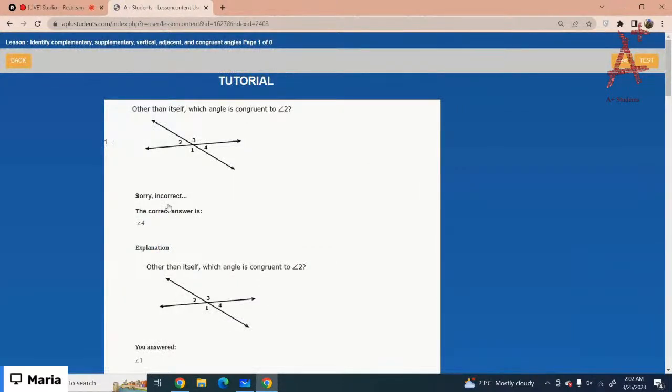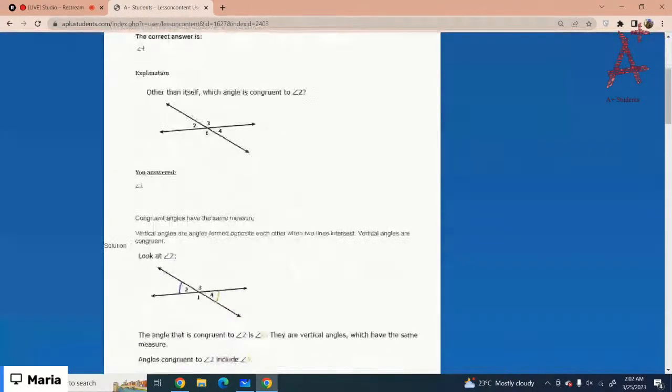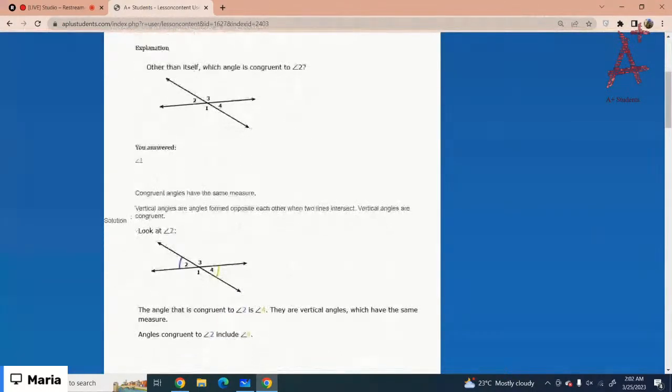Other than itself, which angle is congruent to angle 2? So you have to look at the angle that is congruent to angle 2. Basically, the congruent angles are the angles that have the same measure and are on the same line, like angle 2 and angle 4. They are vertical angles, they have the same measure. The angle that is congruent to angle 2 is angle 4.